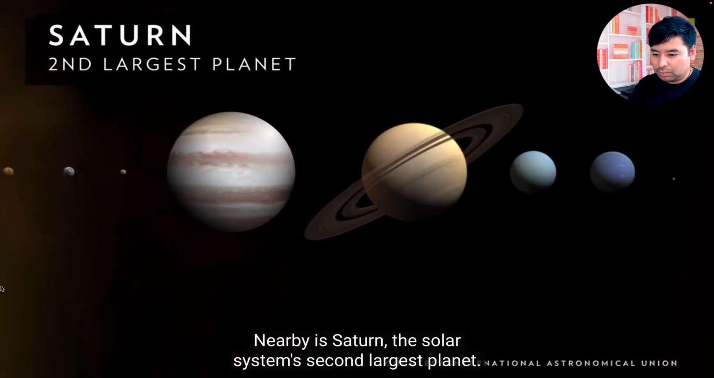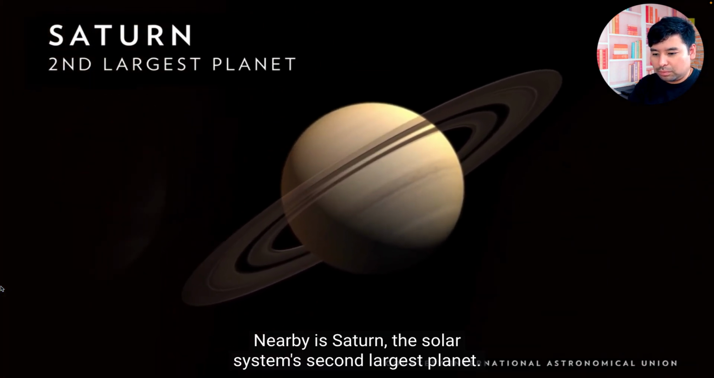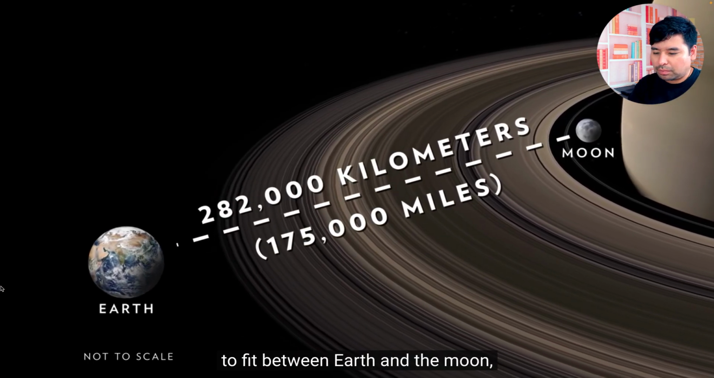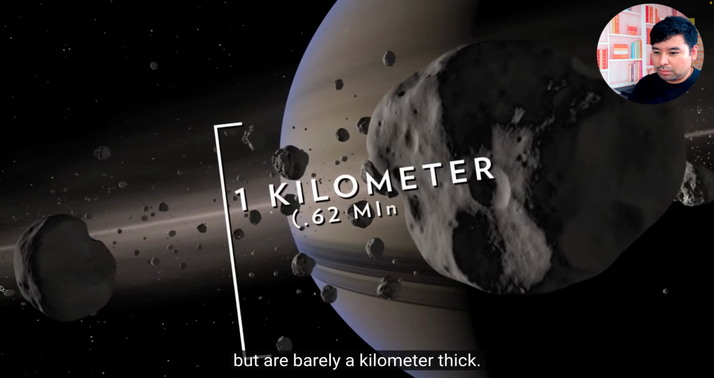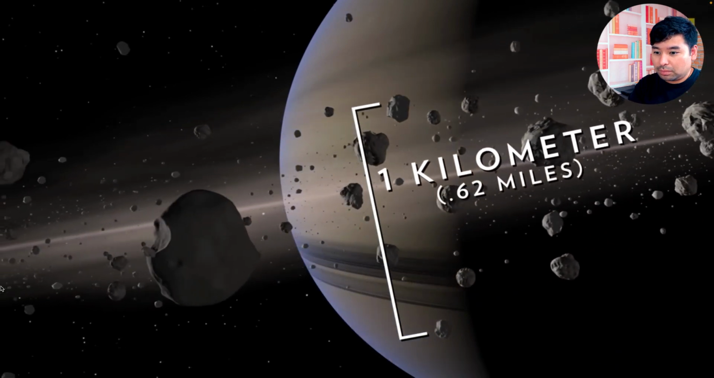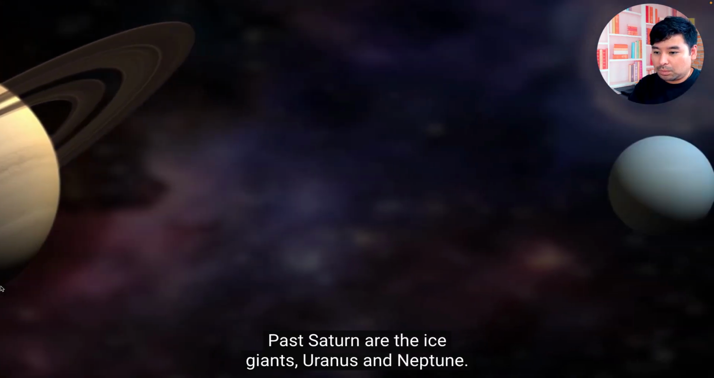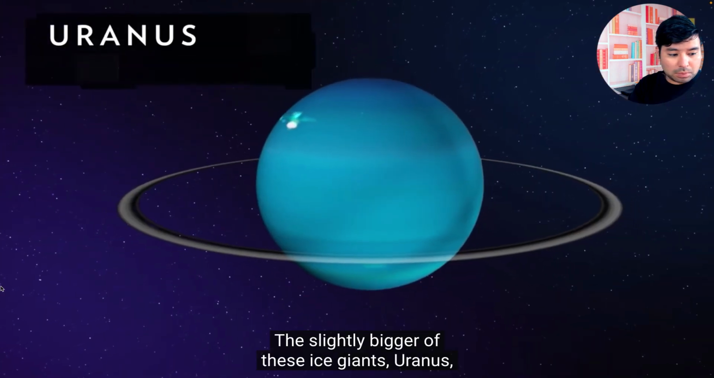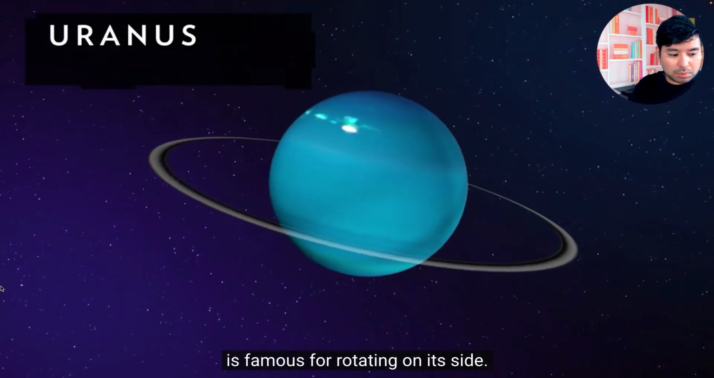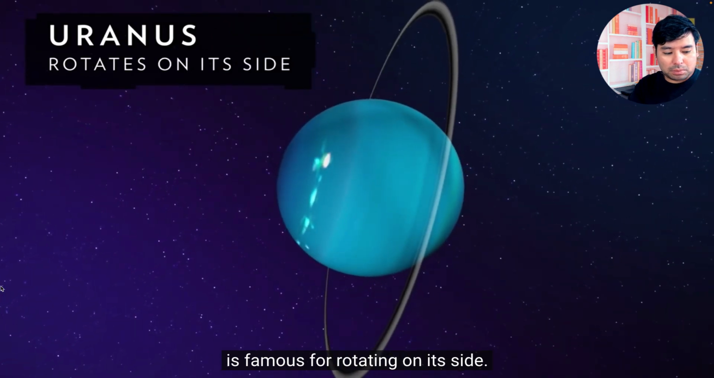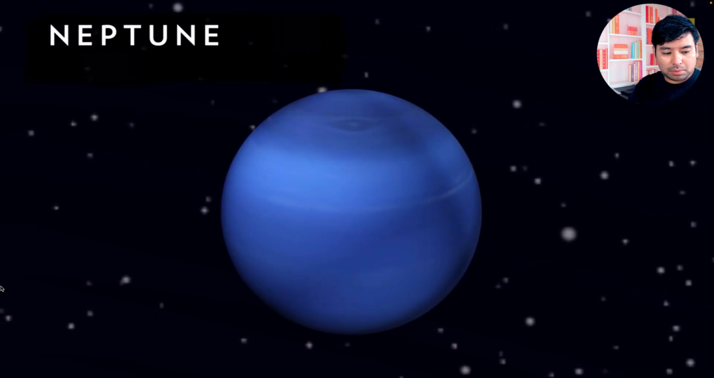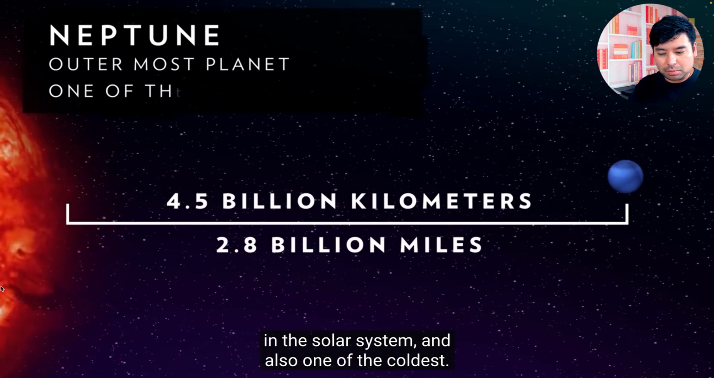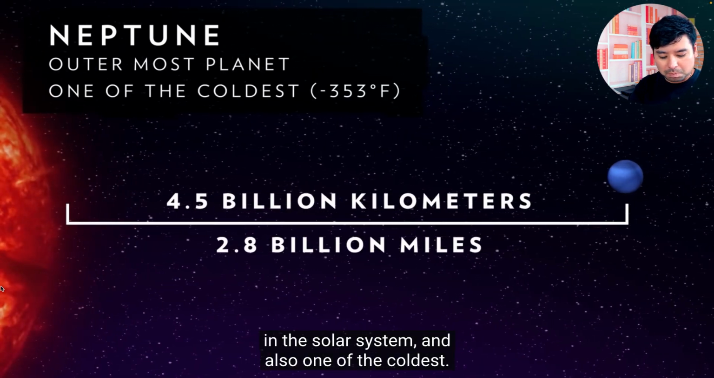Nearby is Saturn, the solar system's second largest planet. Its signature rings are wide enough to fit between Earth and the Moon, but are barely a kilometer thick. Past Saturn are the ice giants Uranus and Neptune. The slightly bigger of these ice giants, Uranus, is famous for rotating on its side. Next to Uranus is Neptune, the outermost planet in the solar system and also one of the coldest.